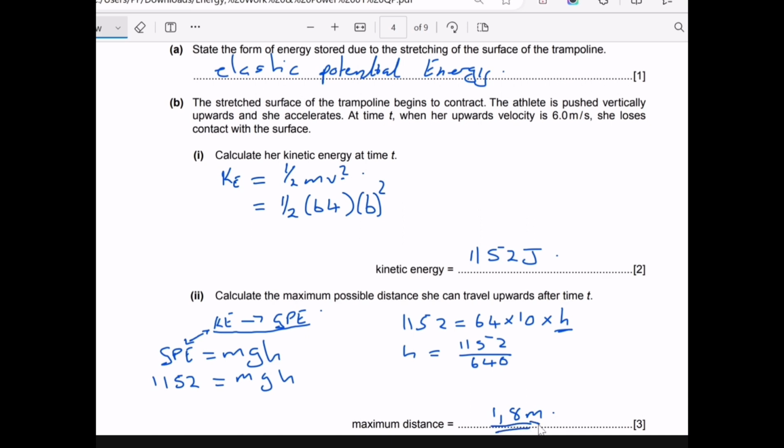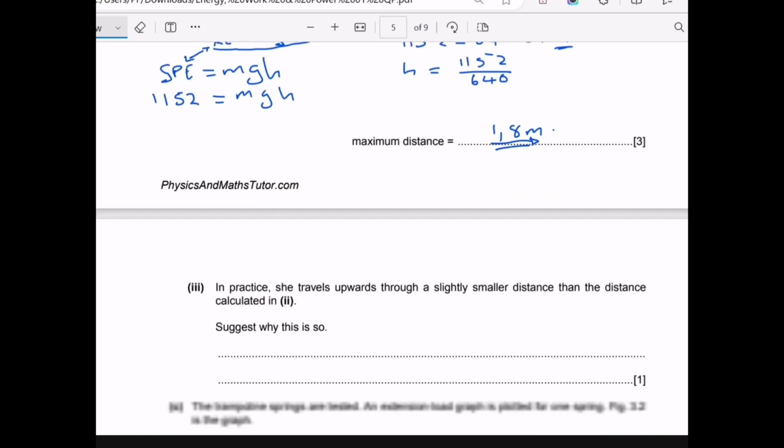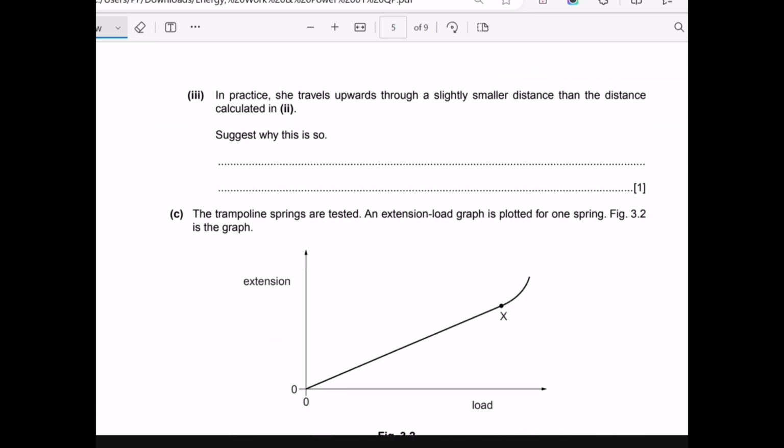Okay? 1.8 meters. Some of you are seeing answers of 1,000 meters. Even using your common sense, that's not possible. All right. In practice, she travels upwards through a slightly smaller distance than the distance calculated. Suggest why this is so. Now, in practice, there is no situation in real life whereby we simply say energy is conserved, that all the kinetic energy is totally converted to the potential energy. All of it is not possible. Some of the energy is lost, transferred to other forms of energy.